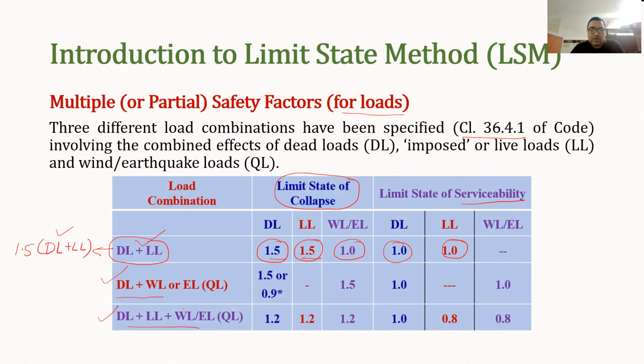Similarly, for dead load plus wind load, the safety factor is taken as 1.5 times dead load plus 1.5 times wind load. Or in case we consider earthquake, it will become 0.9 times DL plus 1.5 times WL. So that is the load factor that we generally take.